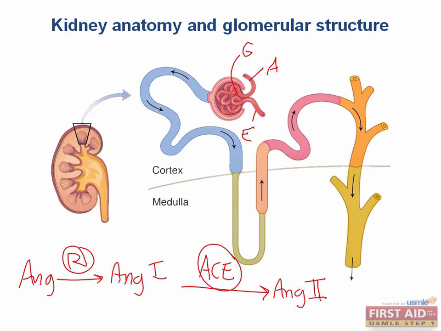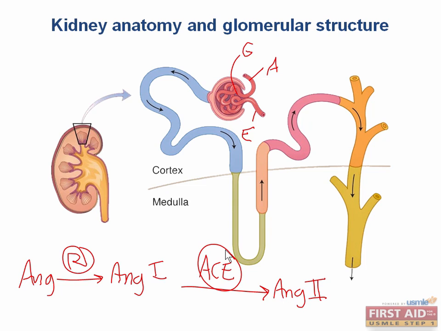The juxtaglomerular cells, or the JG cells. These cells are modified smooth muscle cells located in the tunica media of the afferent arteriole. Now quickly, in addition to decreased blood pressure, what are some other factors that stimulate renin secretion? Decreased sodium levels and an increase in sympathetic tone.